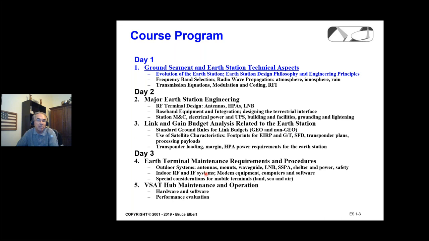On day three, we'll get into very important related topics like earth terminal maintenance and procedures and getting satellite services up on the air. And then in particular, looking at VSAT networks, because they really are a big part of our industry vis-a-vis two-way broadband communications, which is pretty much the main application that I'm considering here. Satellite broadcasting is built into this as well, but really the newer uses and the future of this industry is tied more to two-way interactive services to fixed and mobile platforms.